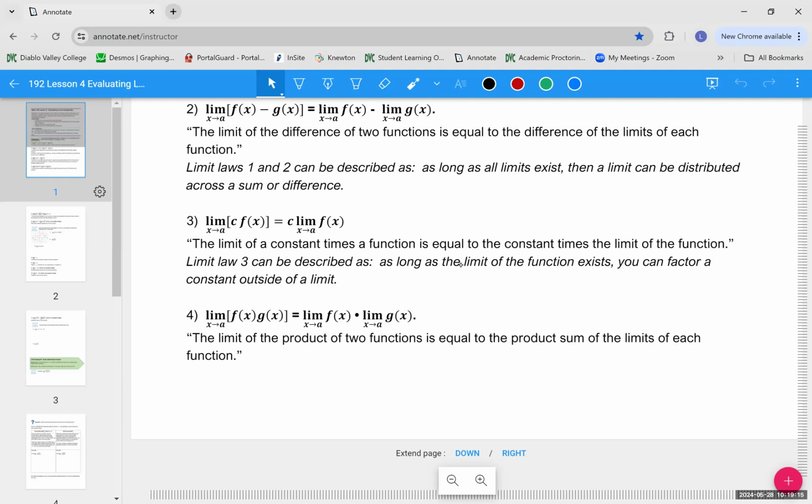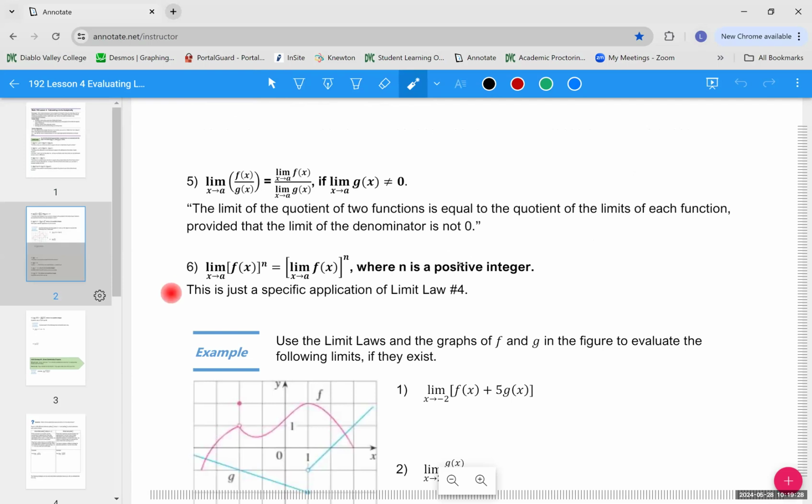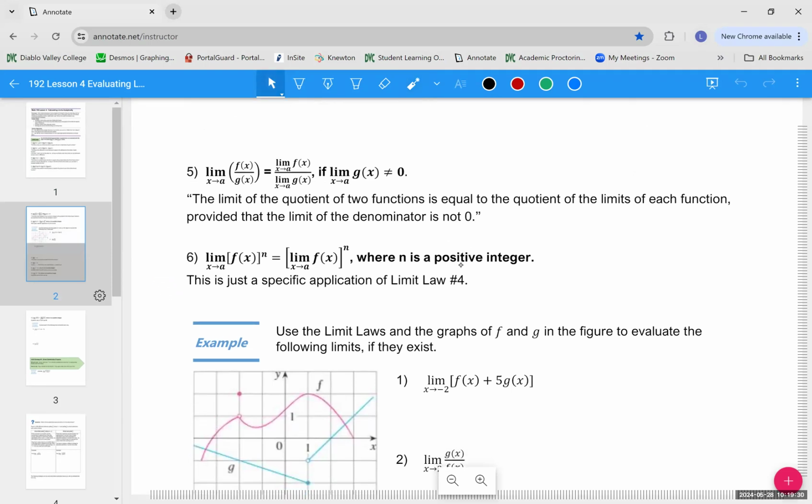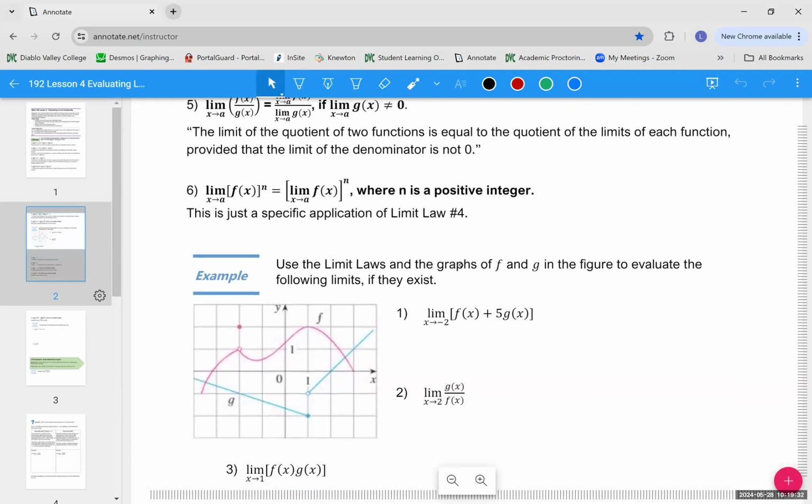And then just cycling back to 3 here, if you have a constant times a function, you can just pull that constant out front. So take the limit of the function and then multiply it by the constant. And so I've talked about 5 just a second ago, and then 6 is really just a special application of the product. If you're multiplying a function by itself, then you can take the limit and then just multiply that limit by itself however many times you need to.